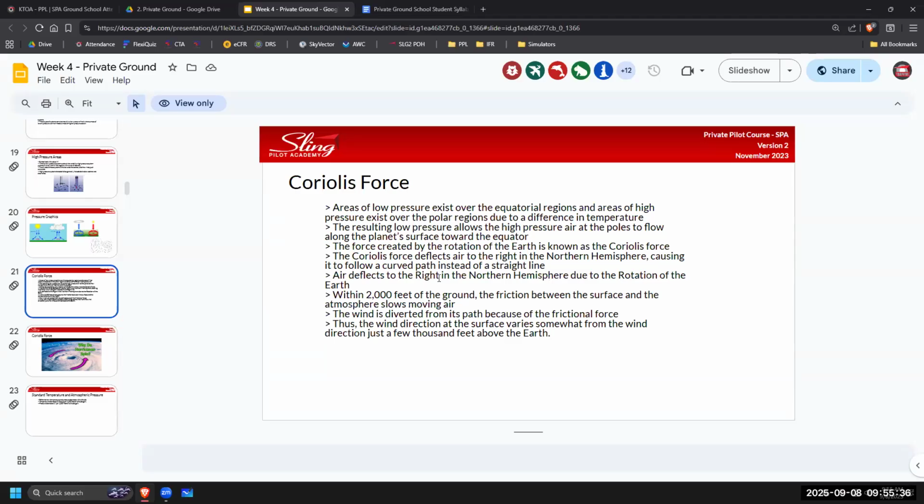Air is deflected to the right in the northern hemisphere, and it's deflected to the left in the southern hemisphere. We don't really care about the southern hemisphere right now. We're flying in the United States, following FAA regulations, which are for the United States. So don't worry about the southern hemisphere. Focus on how air is deflected in the northern hemisphere. Due to the rotation of Earth, air is deflected to the right.